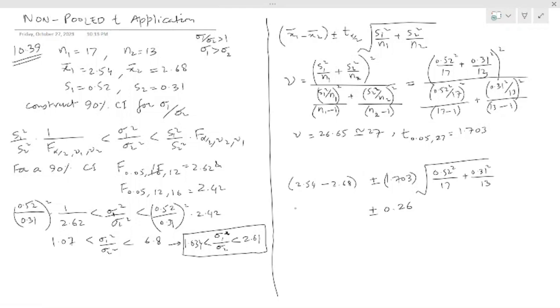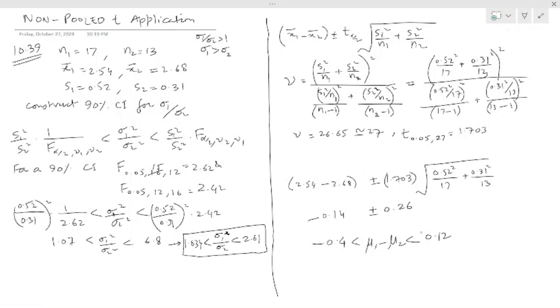And it's 2.54 take away 2.68, which gives us minus 0.14 as the answer. So minus 0.14 minus 0.26 gives us minus 0.4 as the lower bound, and minus 0.14 plus 0.26 is 0.12.